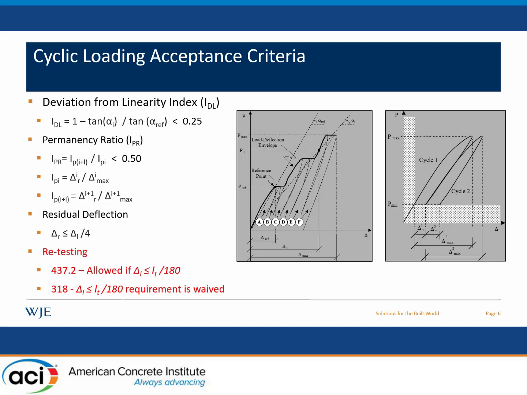For retesting, there are still some differences between ACI 318 and ACI 437.2, because ACI 437.2 will allow retesting only if your maximum deflection is less than L divided by 180. As ACI 318 recently referenced the cyclic load test, they have the first point saying that you can use the cyclic load testing per ACI 437 for strength evaluation of existing structures. But then right after that, they say you don't have to abide by the maximum deflection limit. You can do a retest even if you exceed L divided by 180, which 437 says you shouldn't retest if you exceed it.